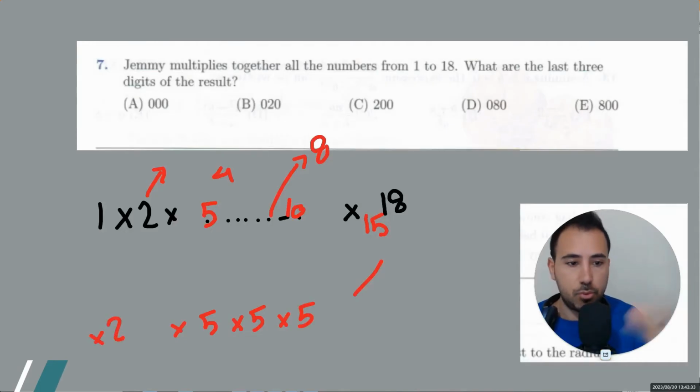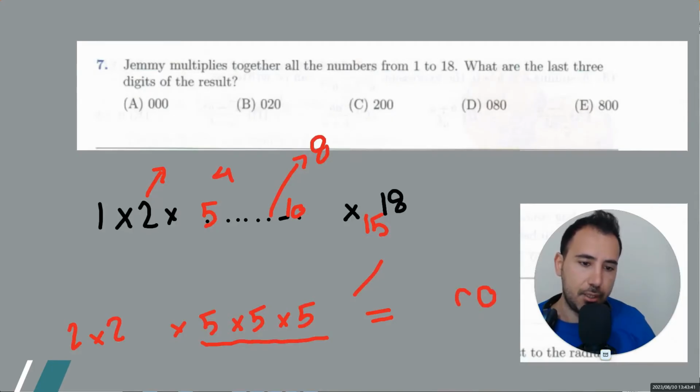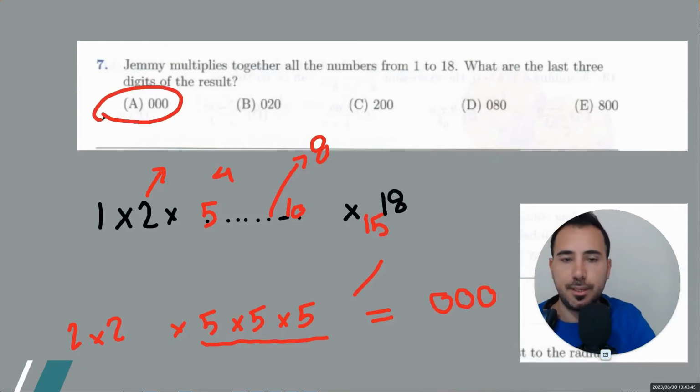Maybe 2 to the power of 15, I don't know, I didn't count. But we'll have three 5s. So the result will definitely have 3 zeros at the end. So it's going to be A.